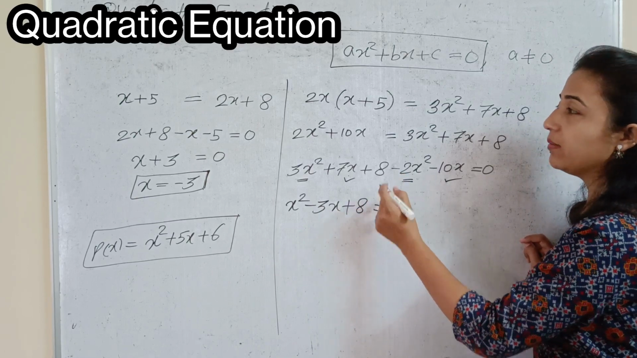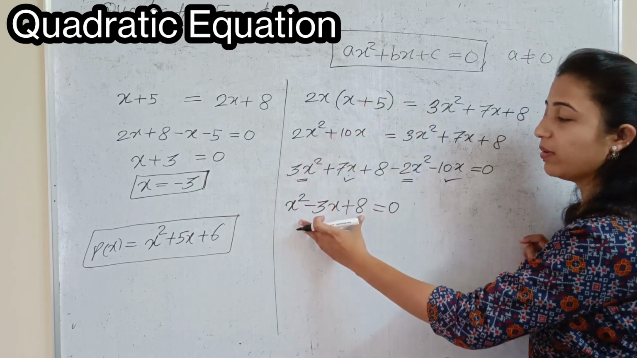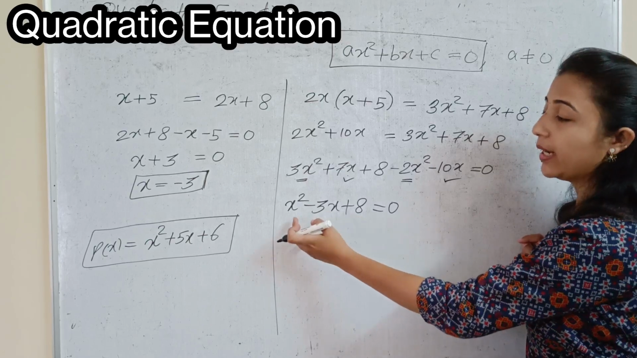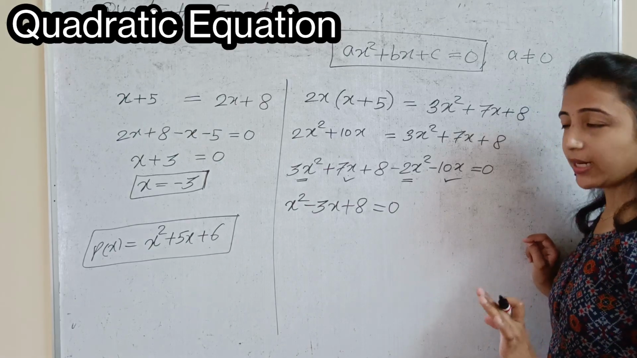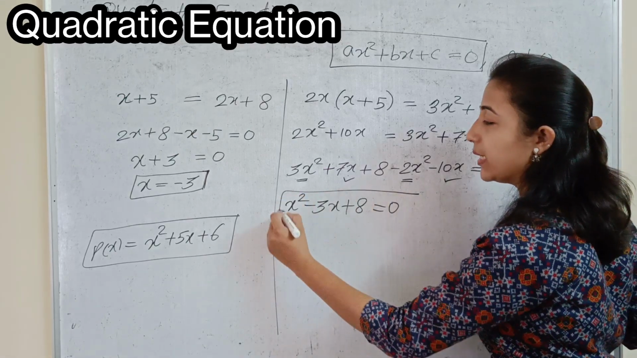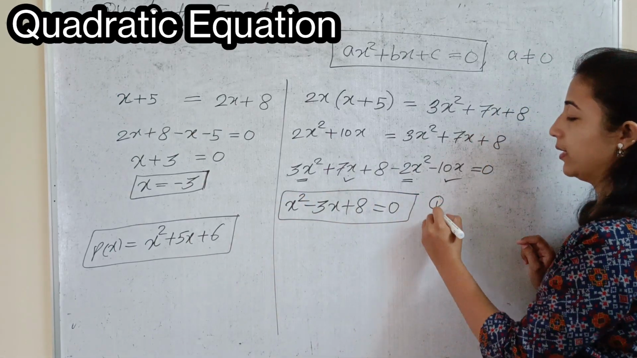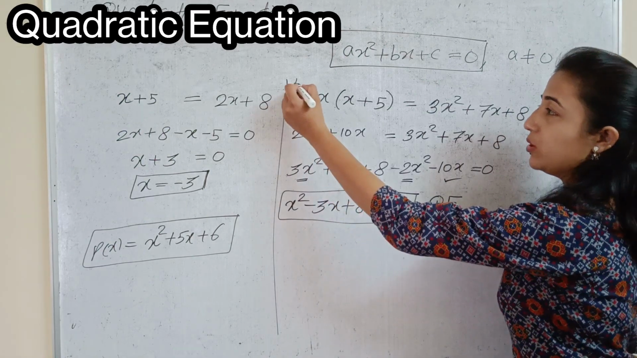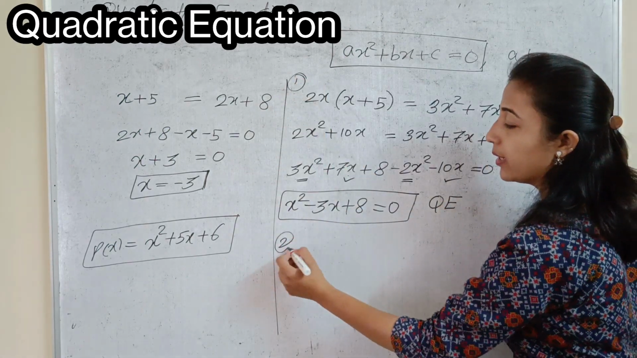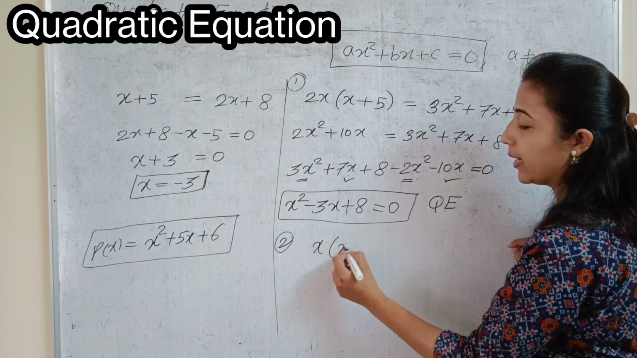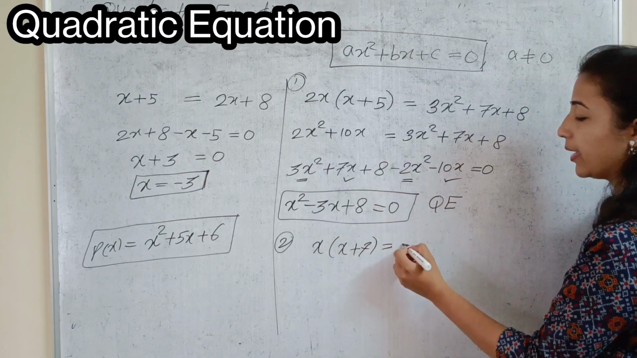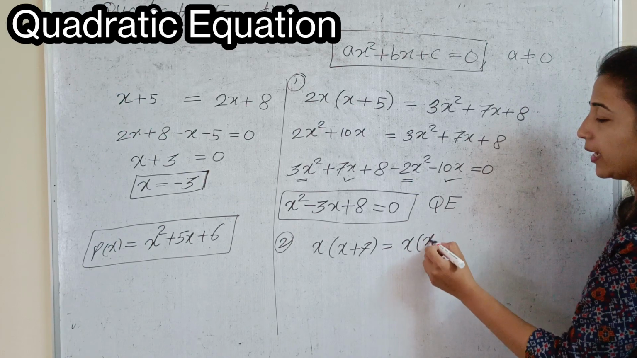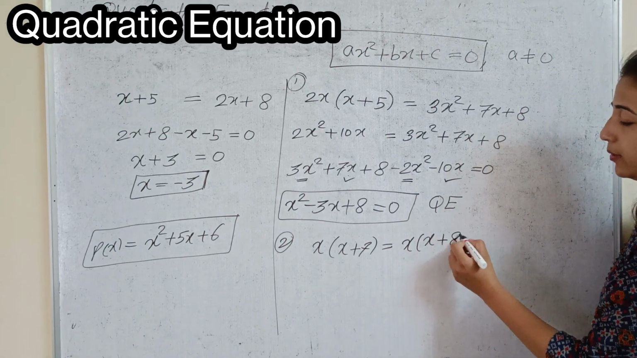Now see, after simplifying, we get a simplified equation in this form, and here the highest power of x is 2, which means the x square term is contained here. So we can say it is our quadratic equation. Let's take another example. Here x(x plus 7) equals x(x plus 8).